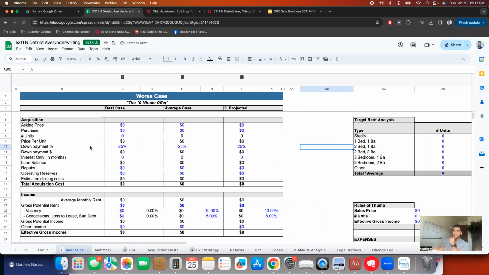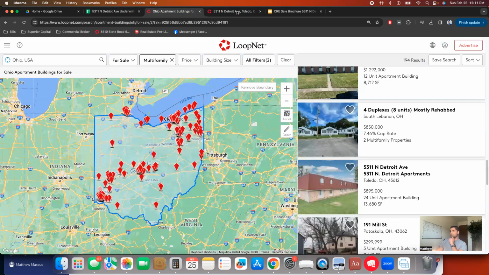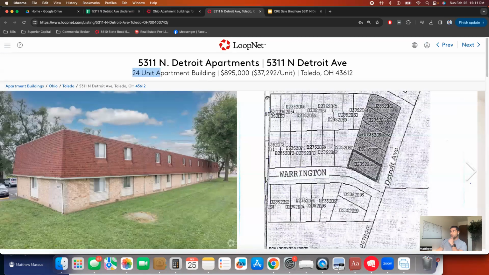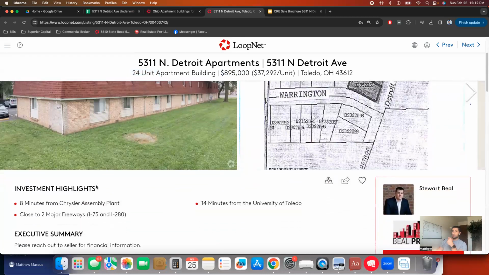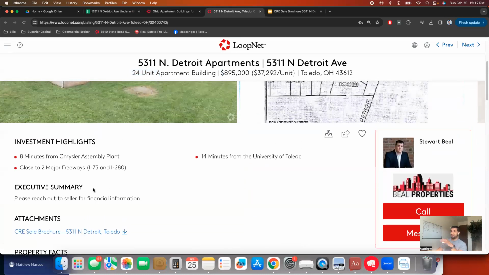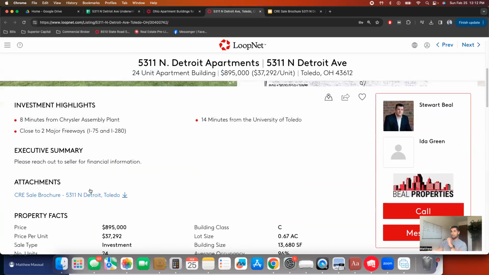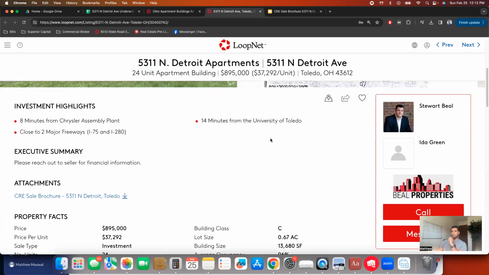So first you're going to enter some basic details. Some of this are also questions about the loan you're going to be able to get. A lot of that has to do with you knowing where your balance sheet is, what relationships you have with banks, and knowing if you're going to be able to get this financing, what the interest rate's going to be, etc. Let's go back and look at the property real quick here. So we have a 24-unit apartment complex for $895,000, $37,000 a door, which is very, very low, but it's Toledo, which is a C minus, maybe D market, depending on the neighborhood. 14 minutes away from the University of Toledo.